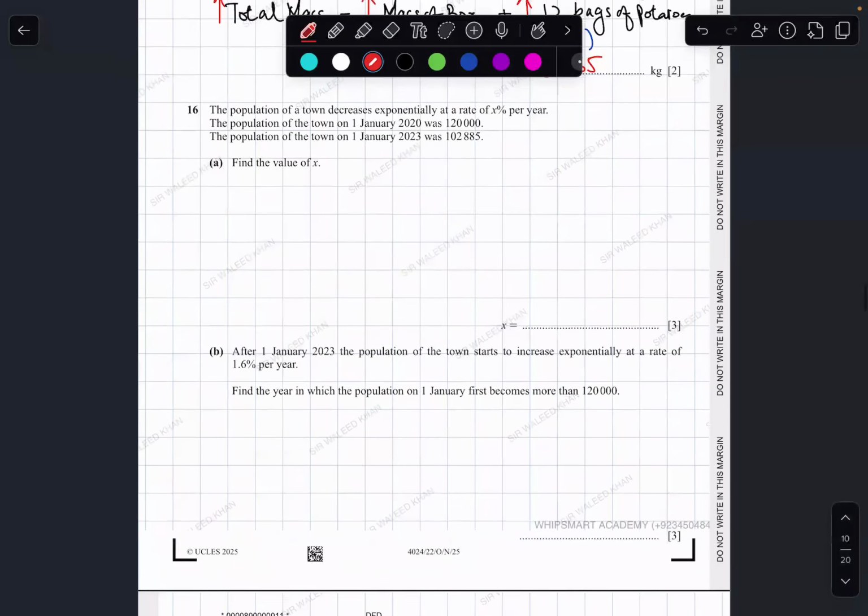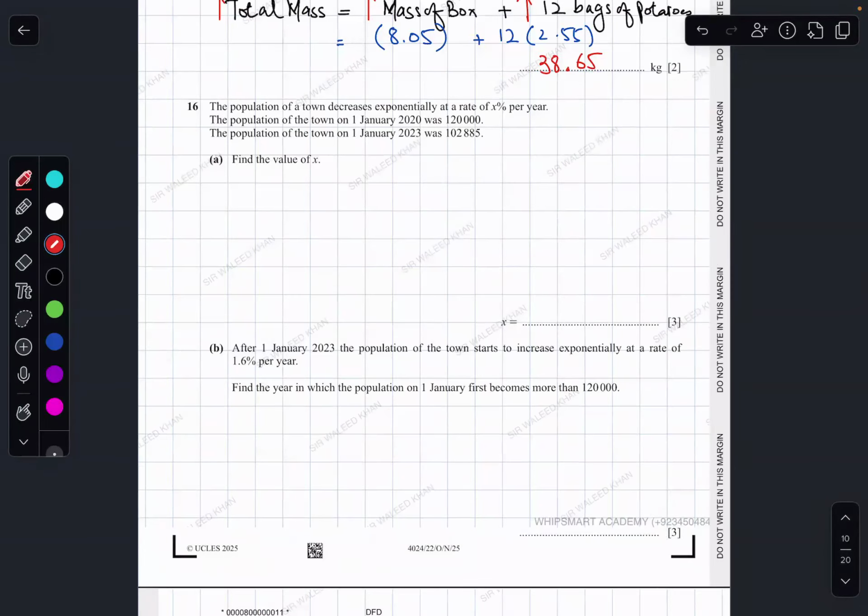Question number 16. The population of a town decreases exponentially at a rate of x percent. The population of the town on 1st January 2020 was 120,000. The population of the town on 1st January 2023 is 102,885. So it has decreased. Find the value of x.